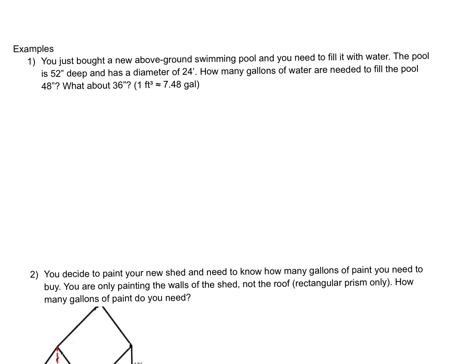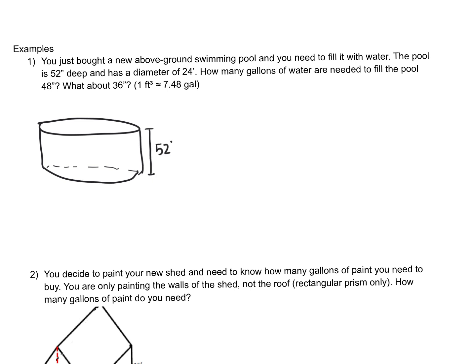So above ground swimming pools are shaped more like cylinders. So you think in terms of, I have a pool, it's kind of wider at the top and then it goes down. This is kind of what an above ground swimming pool looks like. So we know the entire height of the pool is 52 inches, and we know the diameter, so from one side to the other, is 24 feet.